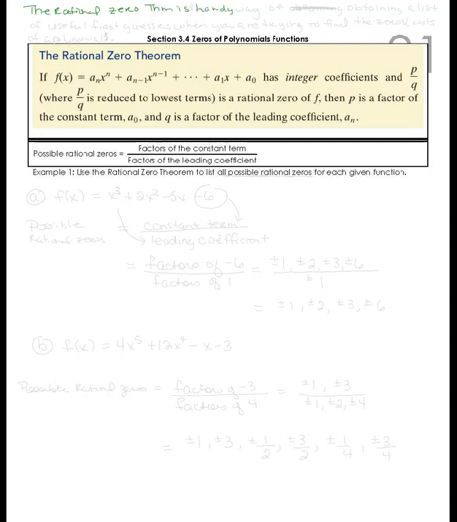is a handy way of obtaining a list of useful first guesses when you are trying to find the zeros, or we can say roots, of a polynomial.